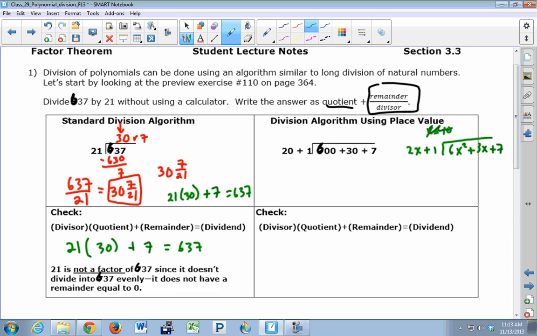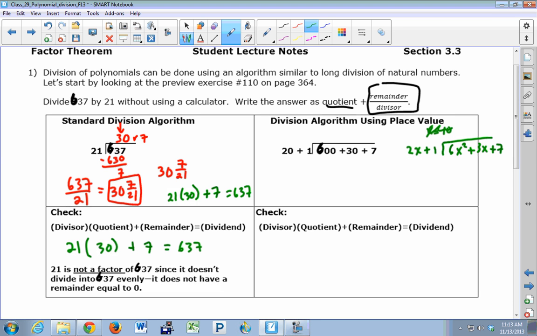Right? So if you want to imagine this arithmetic problem looking like an algebra problem where you let x equal 10, for example, then 20 plus 1 would be 2x plus 1. 600 would be 6 times 100, which is 6 times 10 squared, or 6x squared. 30 is 3 times 10, which is 3x, and then you have your 7. So everything we're going to do now with the numbers, we can transfer and do it with the algebra, the same process.